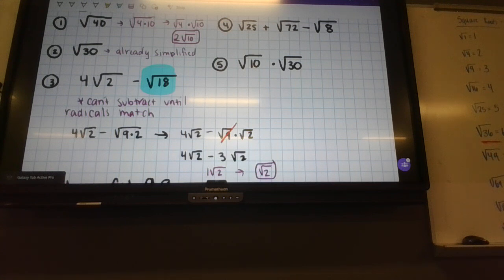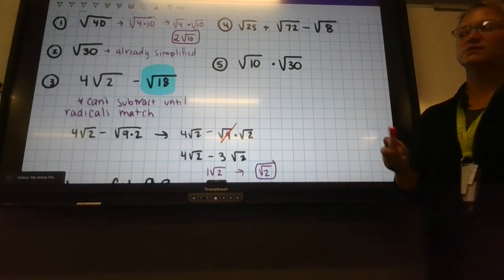So now we have a plain 5. We have a 6 square root 2 minus the square root of 4 times 2. The square root of 4 is 2. And now we have 5 plus 6 square root 2 minus 2 square root 2. That's it. Well, now we have like radicals that can be combined. So now we have 6 of these minus 2 of these. 5 plus 4 square root 2.